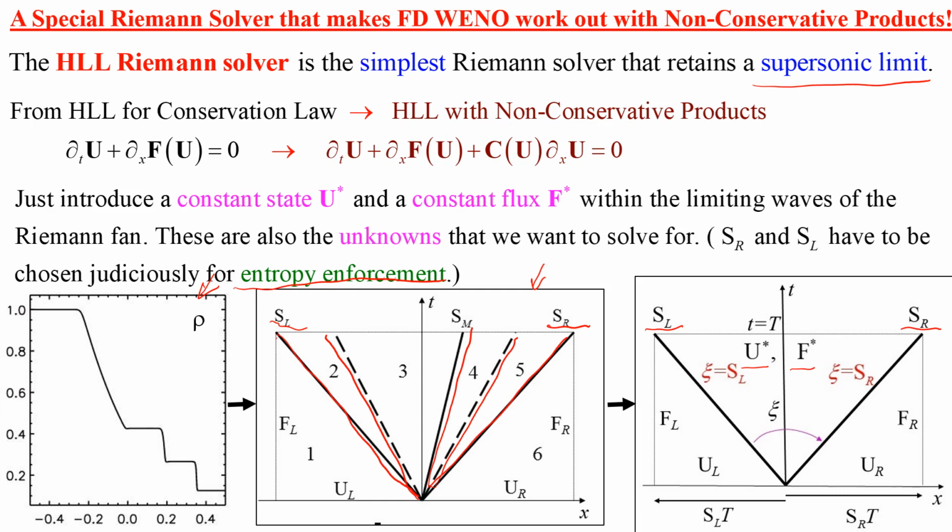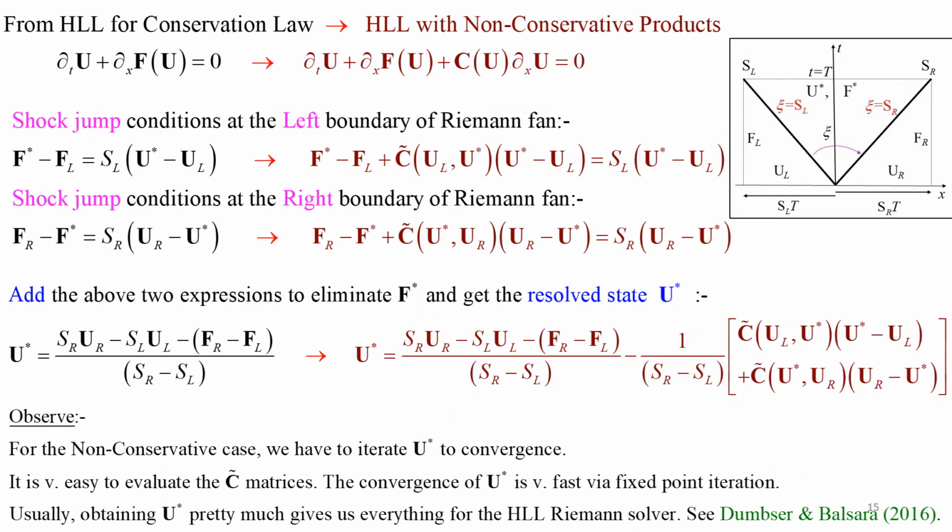So with those preliminaries, we're now ready to do business. What I would urge you to do is realize that we're trying to understand the transition from the HLL Riemann solver for conservation laws to an HLL Riemann solver with non-conservative products. So I'll always have a red arrow in the middle. On the left, I will show you in black what it looks like for a conservation law, and to the right of that red arrow, I will show you in maroon color what things look like for a system that has non-conservative products. So let's do exactly that.